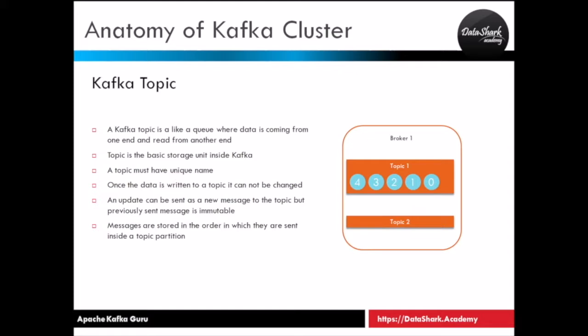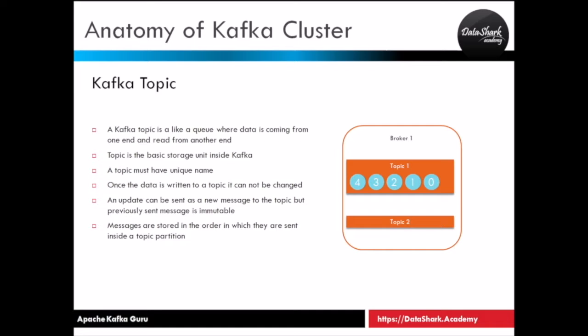All these messages inside a topic are stored in the order in which they are sent in the topic partition. So here you can see we have 5 data packets and each of them has an ID. And these IDs are called offset IDs. We'll talk about this later.